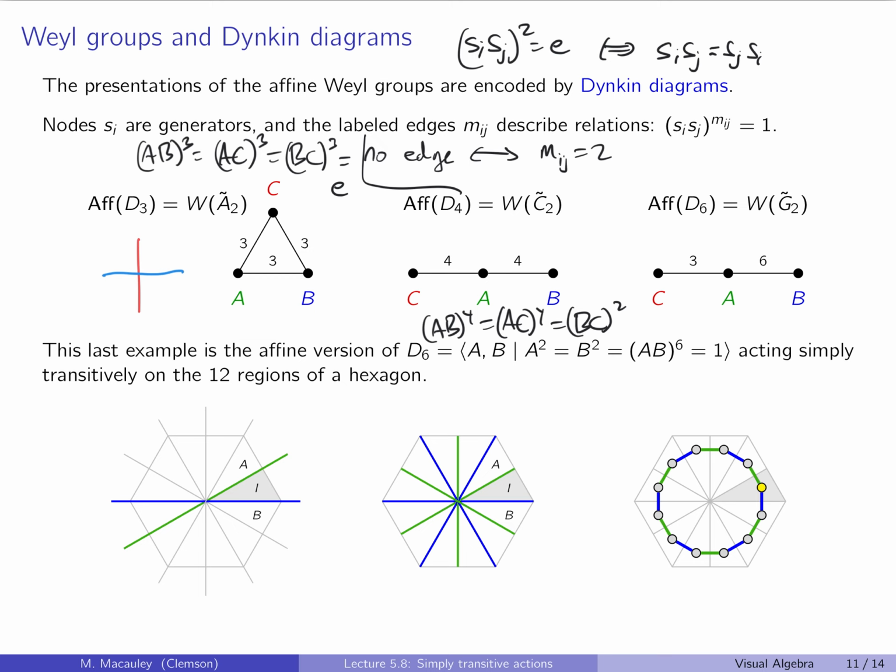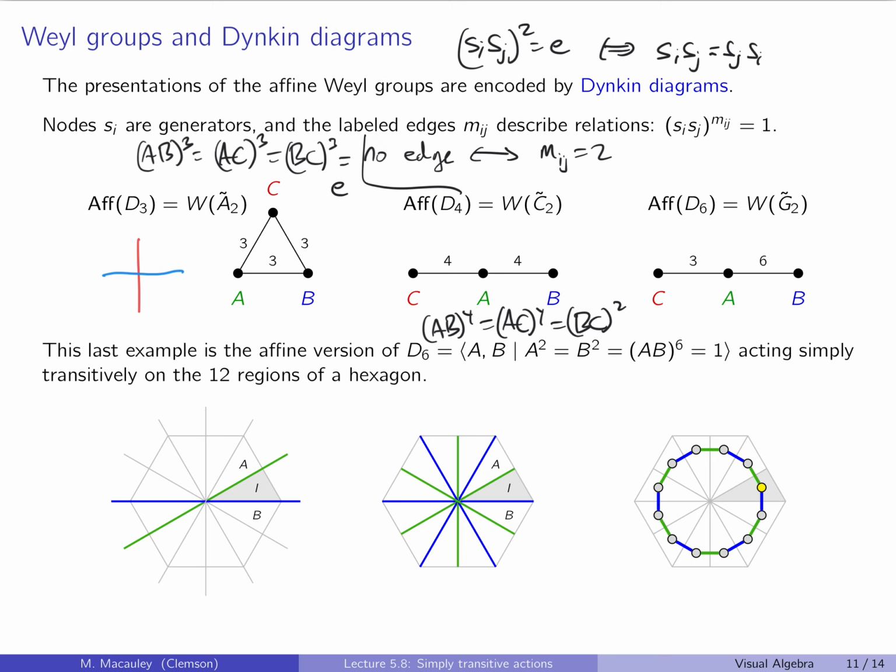You can really think of this graph as anytime we have non-commuting generators, we put an edge and then a label for what the corresponding rotation defined by the product is. And whenever we don't have an edge, that just means that B and C commute.